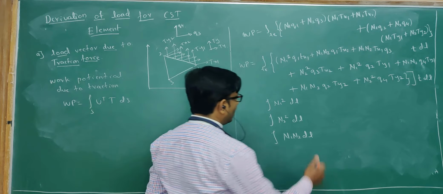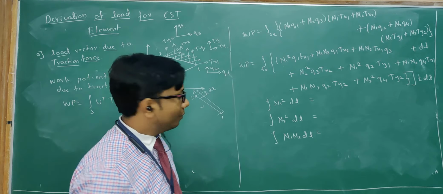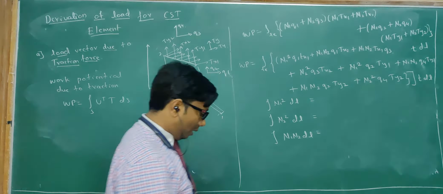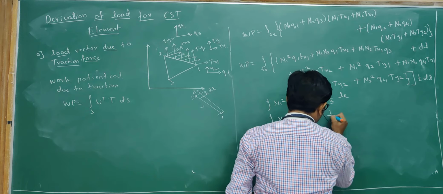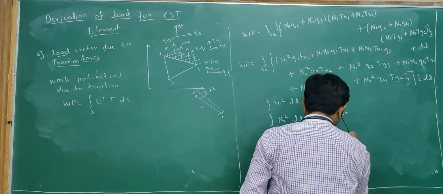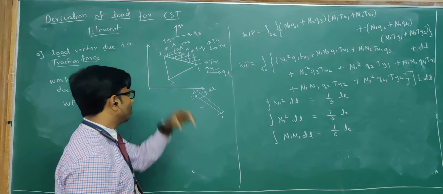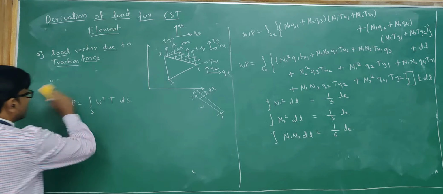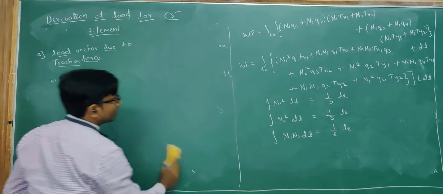So this integration I have given in the notes. How the integration has been done, I have showcased in the notes, because it will be a lengthy process here. So what we will be getting is 1 by 3 le, and here we will be getting 1 by 6 le. This is a simplification process. When I solve this, I have to substitute in the main equation. These are lengthy equations.